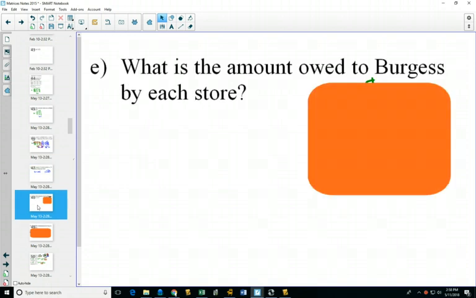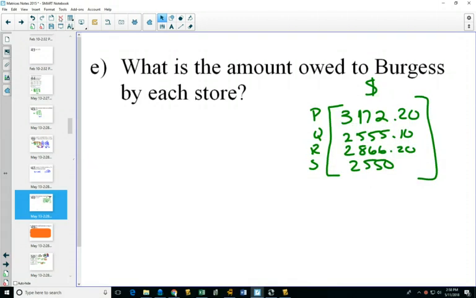What is the amount owed by each store? Well, then we've added our 2% shipping cost, and we have our total amounts.